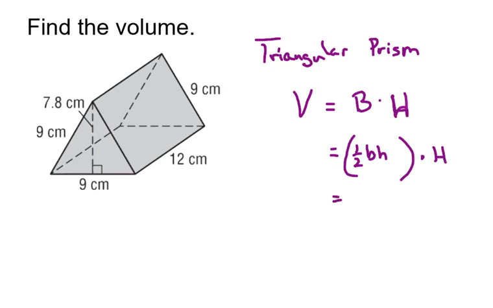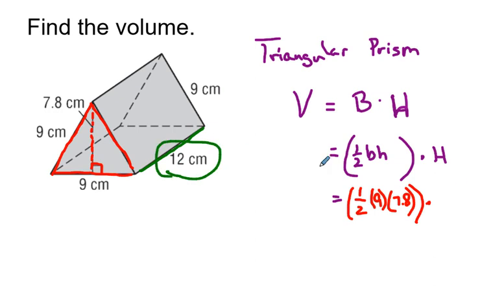All right, so let's go ahead and work with the triangle first. So my triangle, remember the base and height must be perpendicular. And I see that right here I've got a height of 7.8 and a base of 9. So 1/2, my triangular base is 9 and its height is 7.8. All right, and then I have the height, which is the height of the prism, and that height is the distance between those two bases, and that's this 12. So we'll put a 12 right in there.